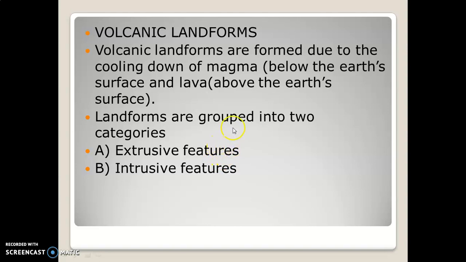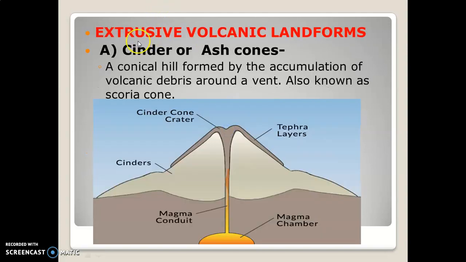So let's learn about these different landforms. What kind of landforms with different shapes are formed? Very first is extrusive volcanic landform. The landforms formed due to the cooling down of magma on the earth's surface.